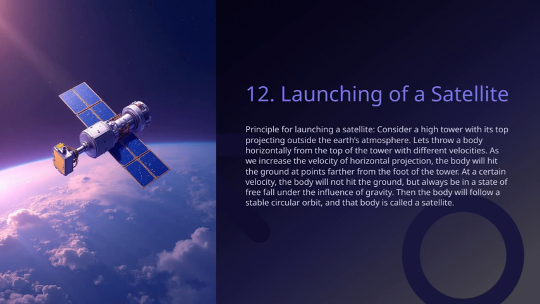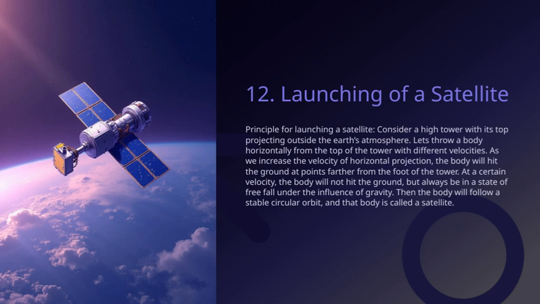Now, if we keep increasing that velocity, there comes a point where the body no longer hits the ground, but instead keeps falling around the Earth. It's continuously in free fall, constantly pulled towards the Earth by gravity, but moving forward fast enough that it keeps missing the ground. This state is what we call a stable circular orbit, and the object in this orbit is what we call a satellite.